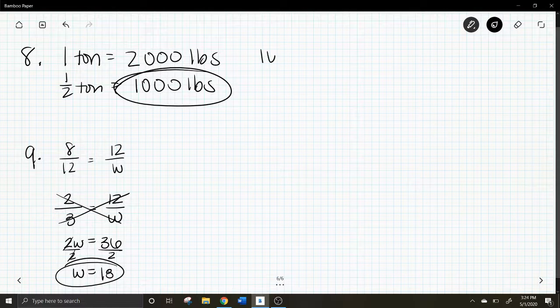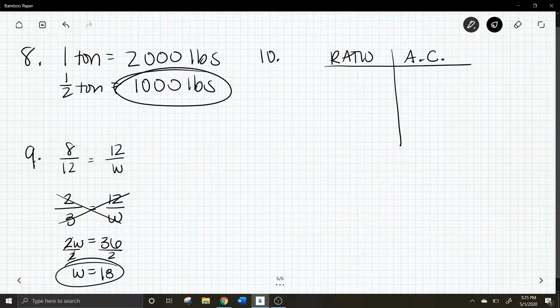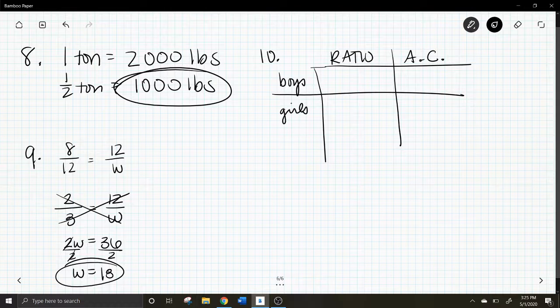Number 10, so this will be our halfway point. The ratio of boys to girls was 4 to 5. If there were 27 students, how many boys were there? So draw a ratio box for the problem. So let's set that up first. So we know we have ratio, we have actual count. All right, and then we also have boys, girls, total. All right, so remember to fill out the ratio part of this in the order it's given.